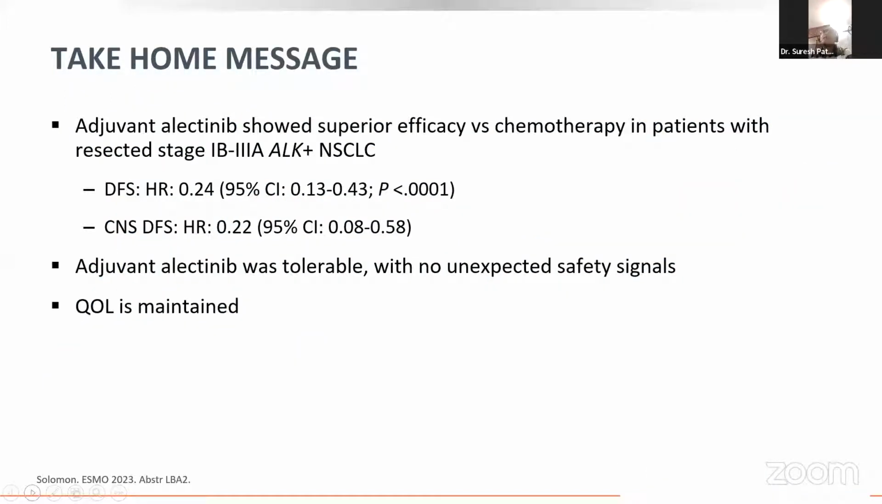So what is my take-home message? It would be that adjuvant alectinib showed superior efficacy versus chemotherapy in patients with resected stage 1B to 3A ALK-positive NSCLC, with a disease-free survival benefit with a hazard ratio of 0.24, which was statistically significant. When we come to the CNS disease-free survival, the hazard ratio was found to be 0.22, and adjuvant alectinib was tolerable with no unexpected safety signals. Also, the quality of life was maintained in the patients who received alectinib. Next slide, please.